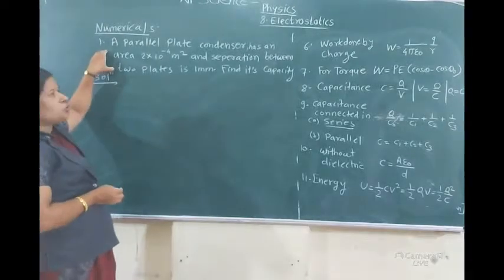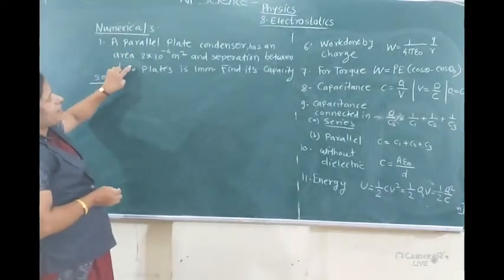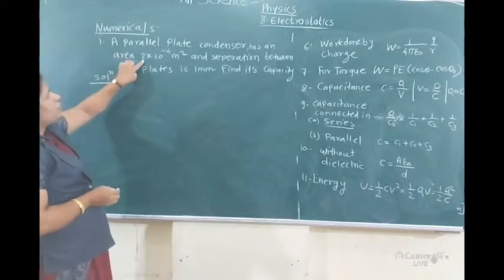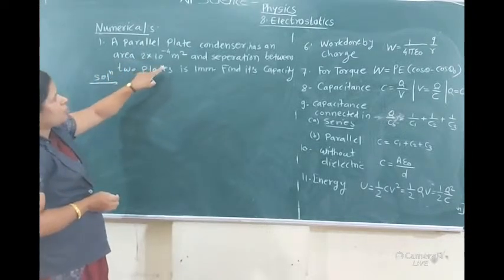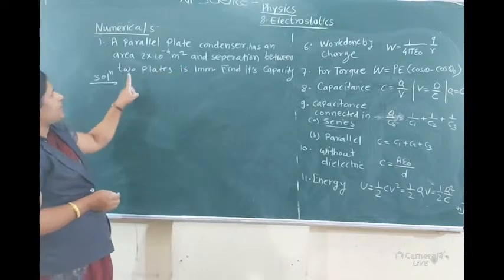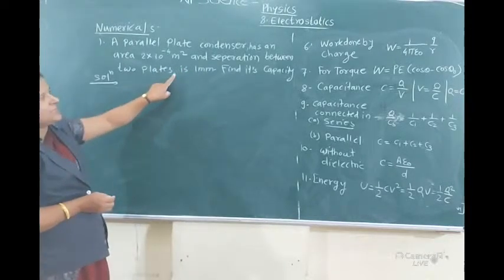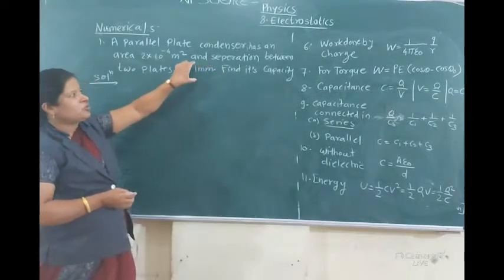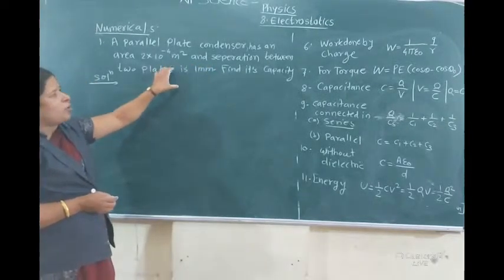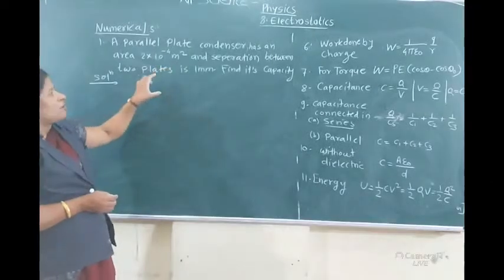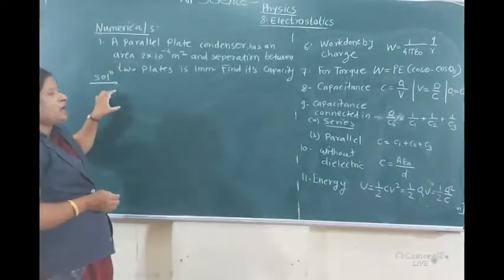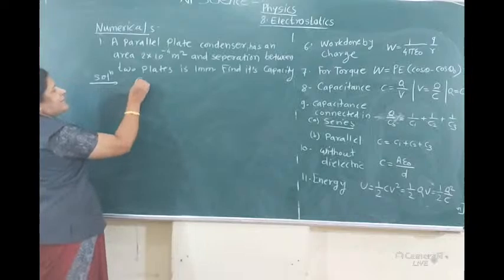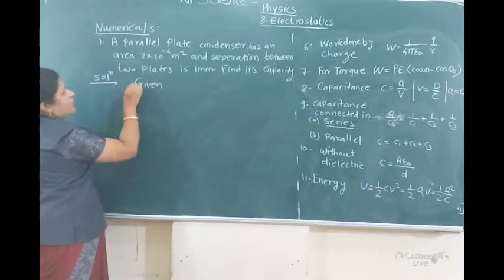Now see this numerical, students. A parallel plate condenser has an area 2 multiplied by 10 raised to minus 4 meter square, and the separation between two plates is 1 mm. We have to find out its capacity. This numerical was asked in a board exam for 2 marks. For this 2 marks numerical, we have to write the given data.